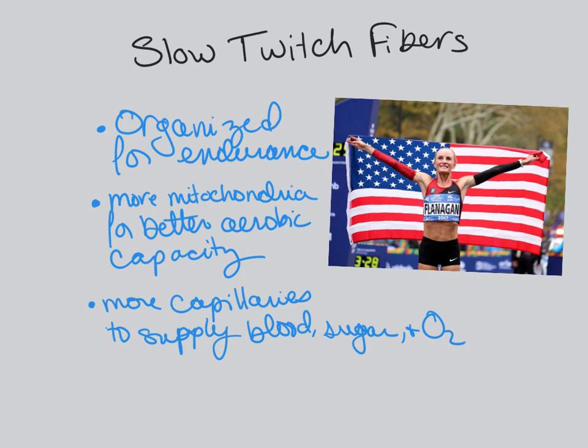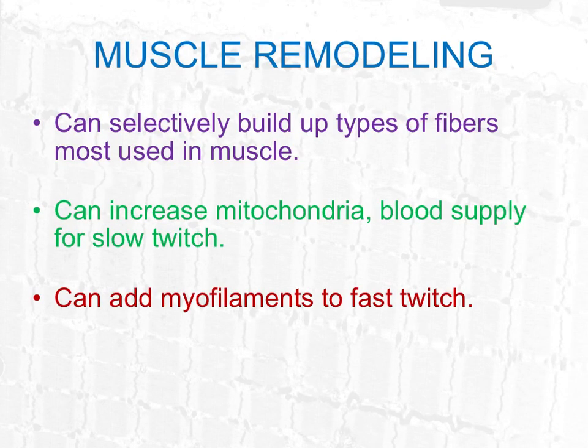If you are an athlete, you might want to know, can you switch from one to the other? And so you can, to a point, selectively build up the different types of fibers. You can increase mitochondria and increase blood supply for slow twitch muscles by working on longer endurance activities, and by doing more sprinty, faster activities that recruit fast twitch muscle, you can add more myofilaments, more fibers to the fast twitch muscle. So you can't totally change your makeup, but through training, you can improve one type or the other type. So that is it for muscle physiology.